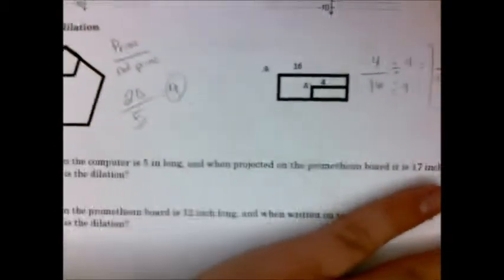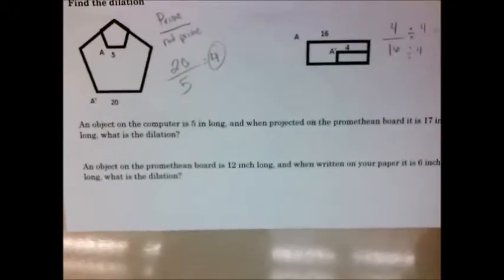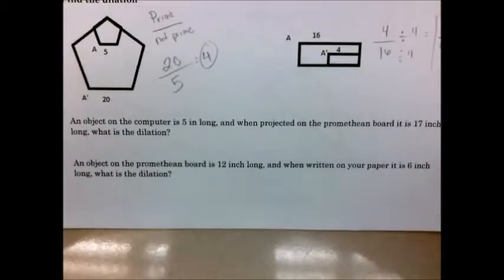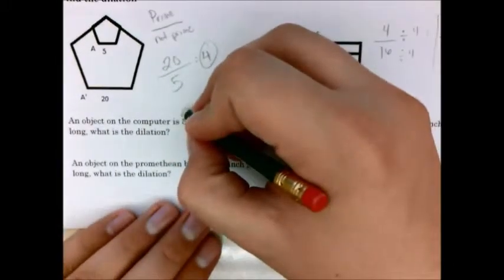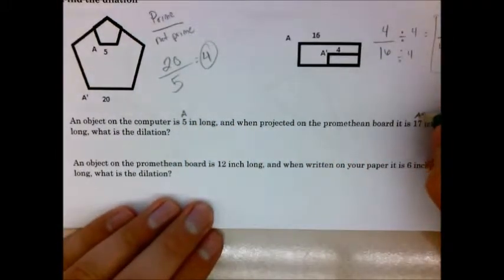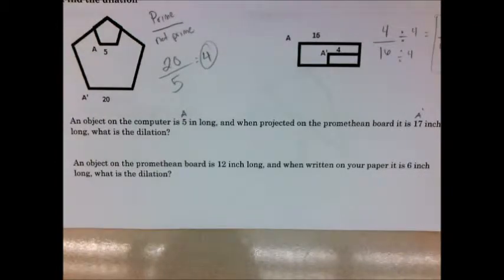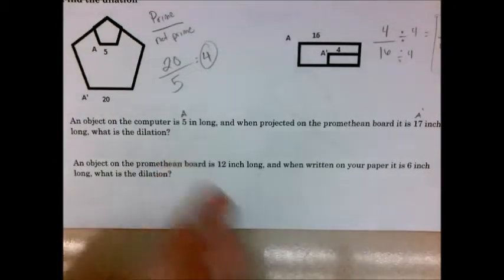Now, these word problems right here, they're kind of tricky. All right? An object on a computer is 5 inches long. And when projected on the Promethean board, it's 17 inches long. What is the dilation? Well, think about this. Is this getting bigger or is it getting smaller? We originally have this thing on a computer. It's 5 inches long, and it's projected up on a board, which is 17 inches long. Okay? We can tell that this is going to probably be the A, and this is probably going to be the A prime type of thing. Okay? Because it's going from smaller to big.